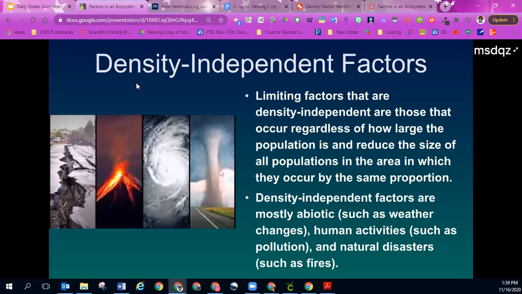A lot of times these are abiotic factors, like weather changes. You also have drought. You also have tornadoes, hurricanes, earthquakes, any of those different things. You can also have forest fires. You can have human activities like pollution. We talked about those peppered moths changing colors because of the industrial revolution. So different things can happen that will affect the environment and the organisms in it, but not just a specific population of animals.